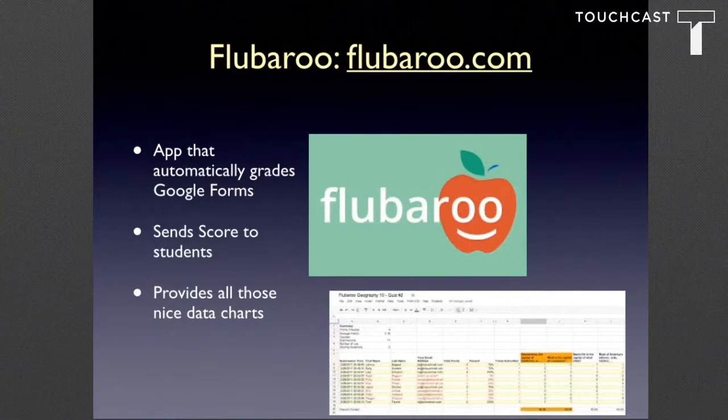Flubaroo is really neat in the fact that Flubaroo is an app that automatically grades Google Forms. So you can turn a Google form into an assessment. And it sends the scores to students automatically if you put a box in the form for an email. So basically you turn on this Google add-on, and you fill out the first one as the key, and it will automatically grade all those. And it gives you all that nice data and charts.